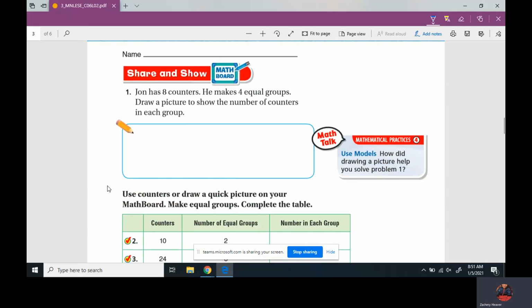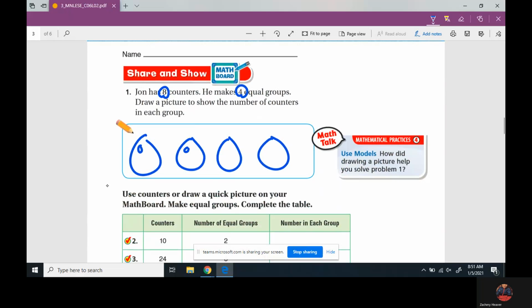Number 1, John has 8 counters. He makes 4 equal groups. Draw a picture to show the number of counters in each group. So we have 8 counters, which are what we're going to count out, but we have 4 groups to put them in. So group 1, 2, 3, and 4. Now we have to put 8 in this. So not 8 in each, 8 throughout these 4. So 1, 2, 3, 4, 5, 6, 7, 8.